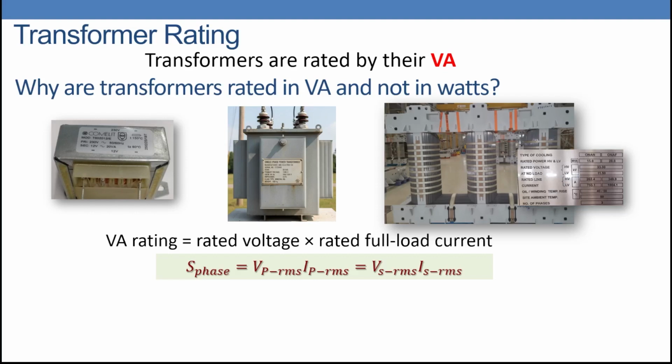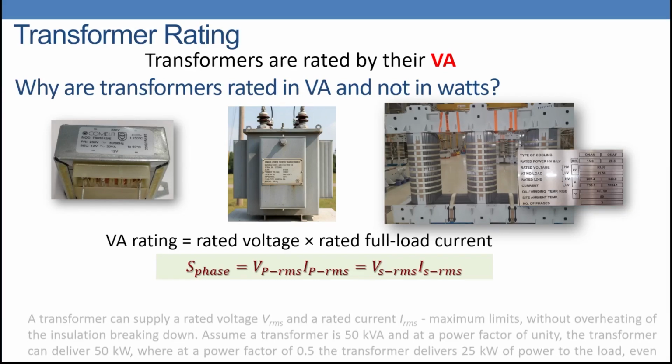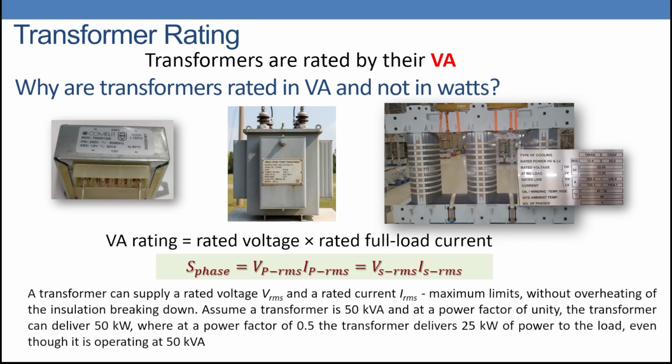So if you like to calculate the primary current at full load, it equals S, which is the rated power, over V primary. If you like to calculate the secondary current at full load, it equals S, which is the rated power, over V secondary. Let us take an example. Consider a 50 kilovolt ampere transformer.